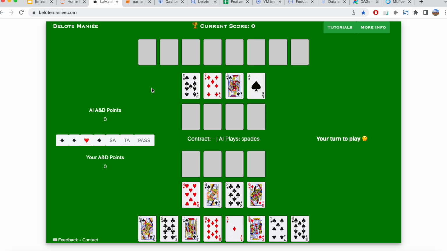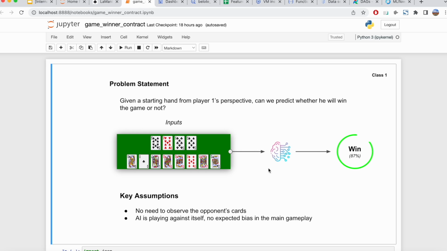The problem that we're going to try to solve is, what is the optimal betting strategy at the game of ballot money? The way that we're going to solve it is, we're going to train a machine learning model to look at the cards that are in our hand and give us a percentage probability that the starting hand is a win, considering a contract that can be bet on.